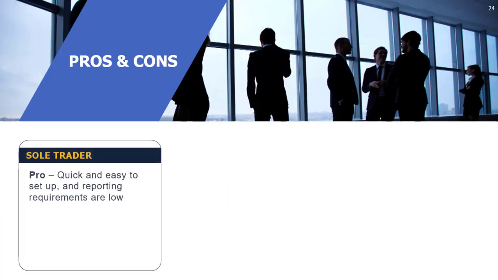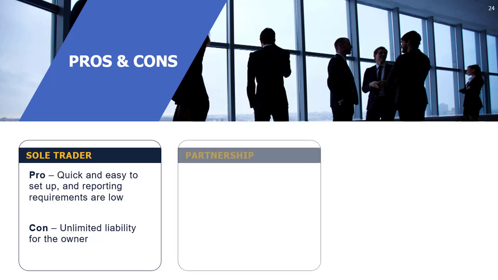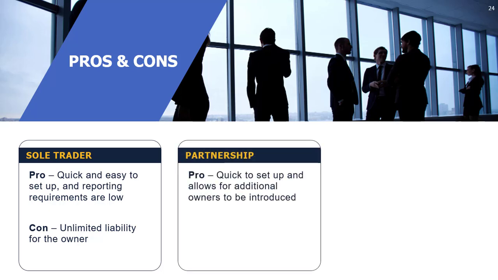Pros and cons: sole trader, quick and easy to set up, very low reporting requirements. The disadvantage, the con, is really unlimited liability. The owner will suffer for all of the debts and losses. Partnership, again, relatively quick and easy to set up, relatively easy for additional owners to be added. You can incorporate another partner.